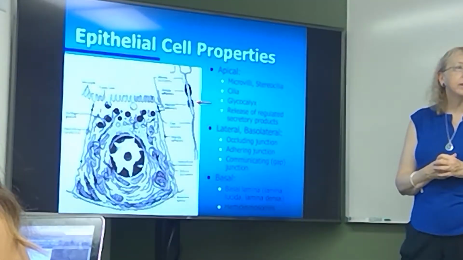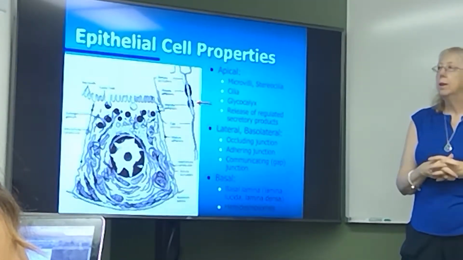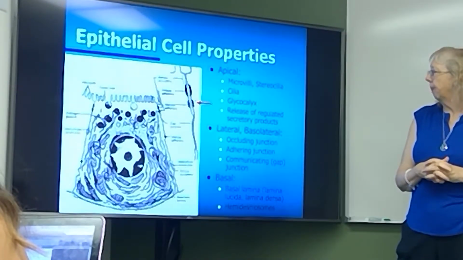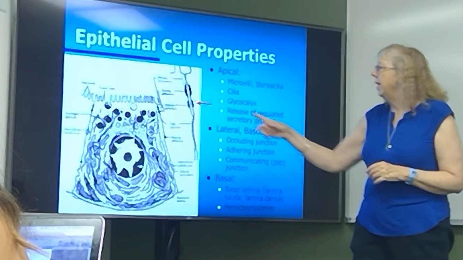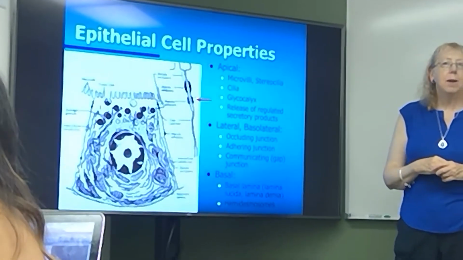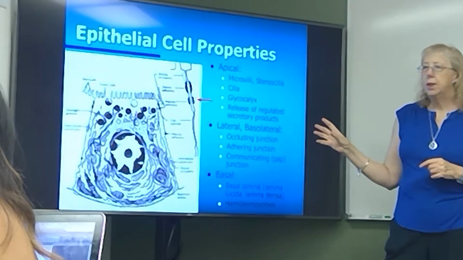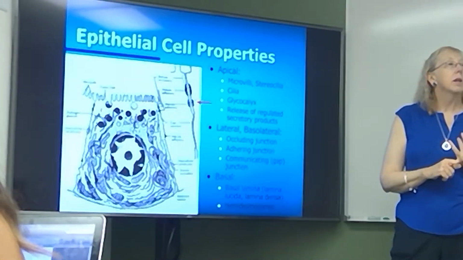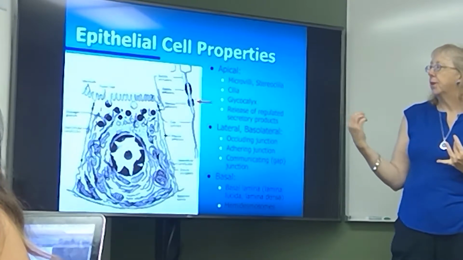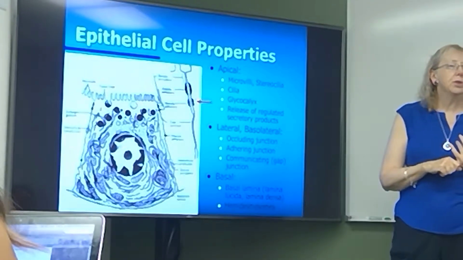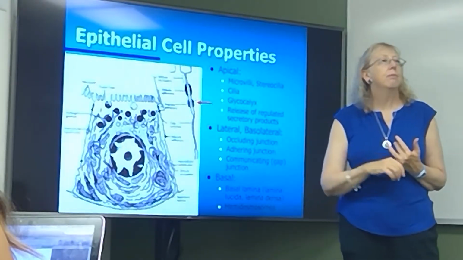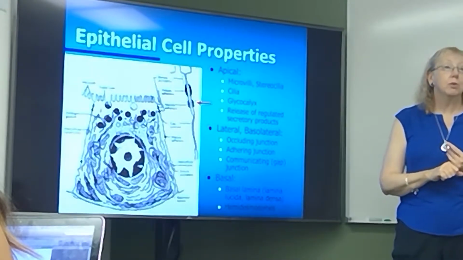And then you may see, depending, of course, on the different compounds present within it. This is also where regulated secretory products will be released. That means that there is usually a signal coming to the cell, a signal molecule that has to interact with the receptor and then tell the cell to send out particular secretions.